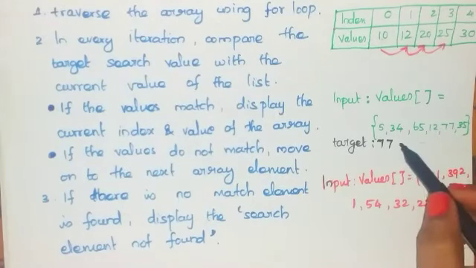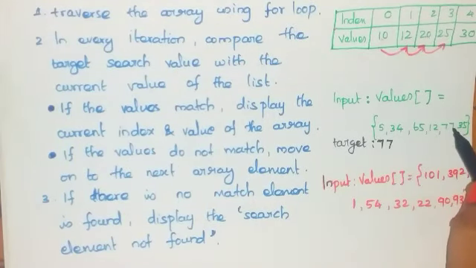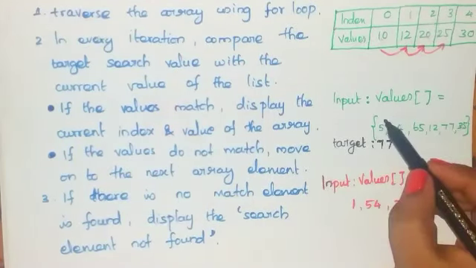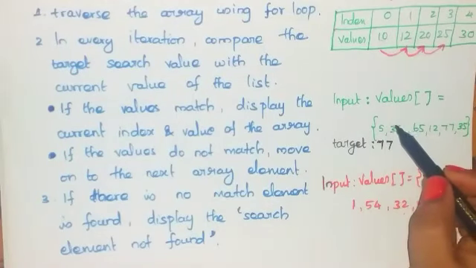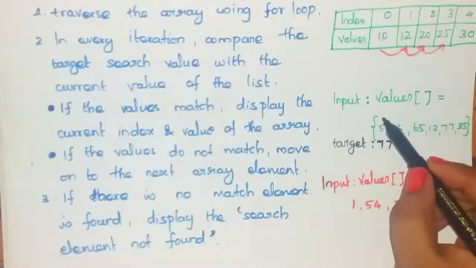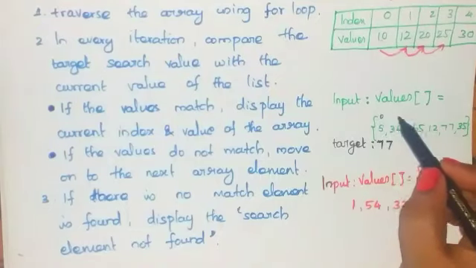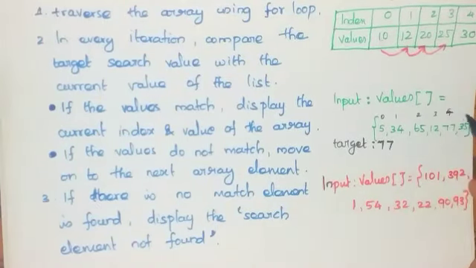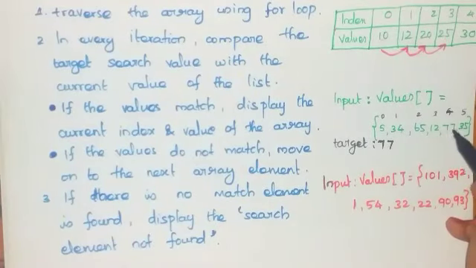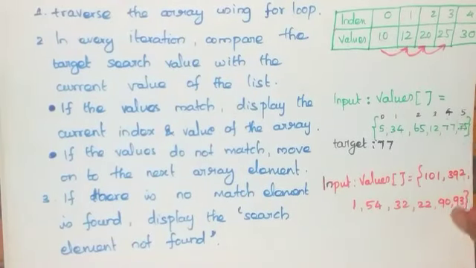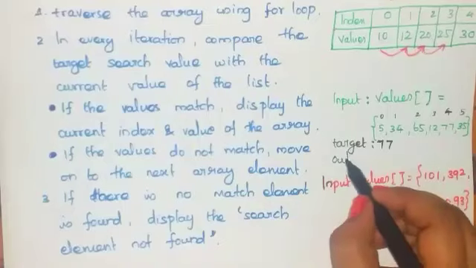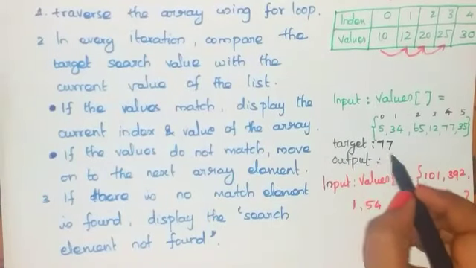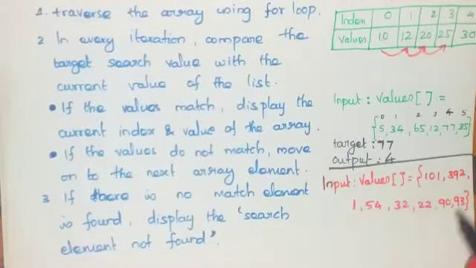You have to return the index position of the 77 in the output screen. Array index positions always start from 0. First element is 0, this is 1, this is 2, this is 3, this is 4, this is 5. What is the index position of 77? 4. So the output is 4. This is one example.